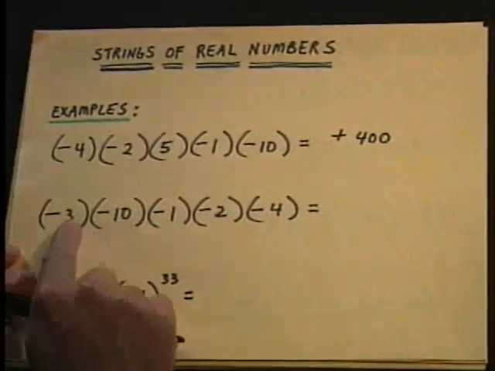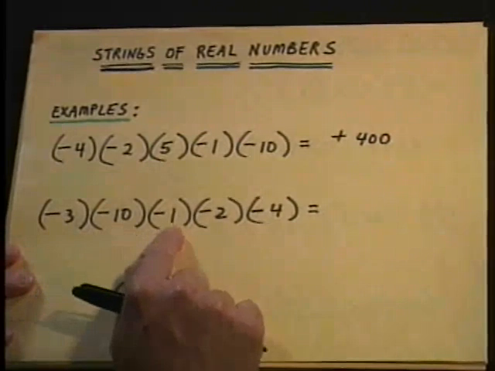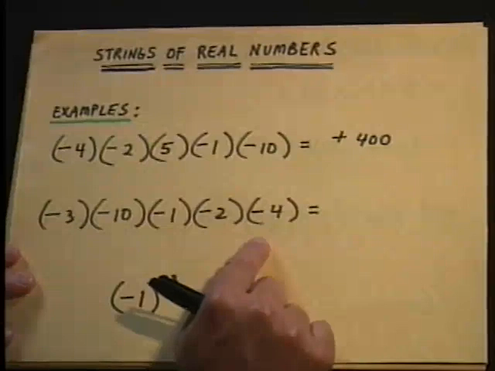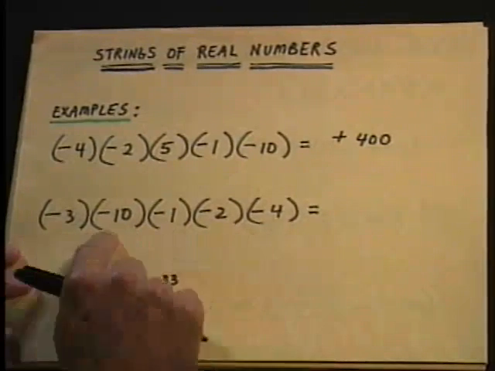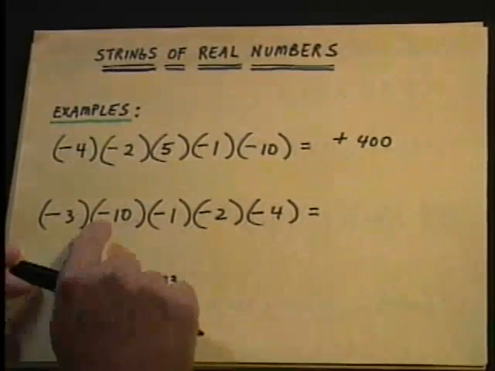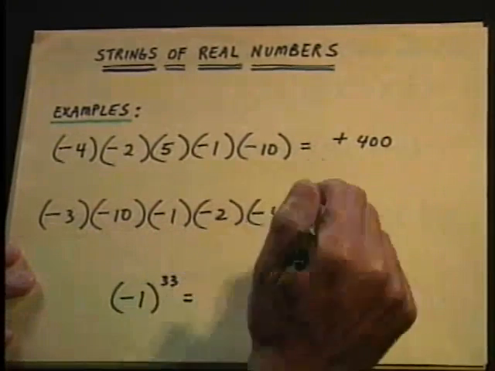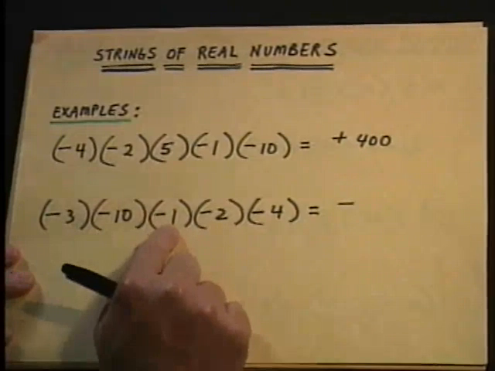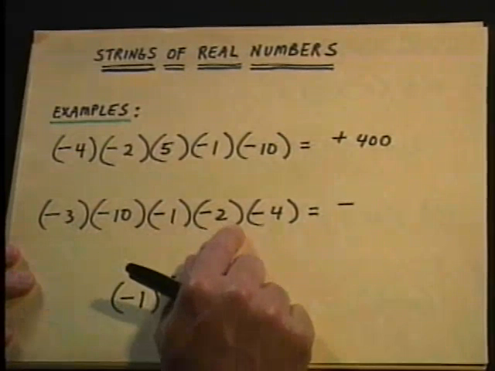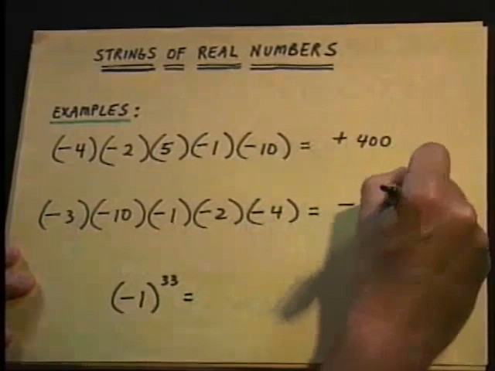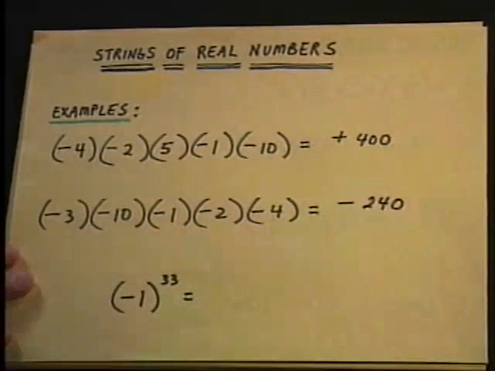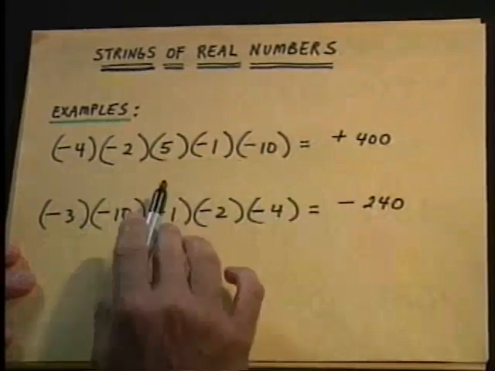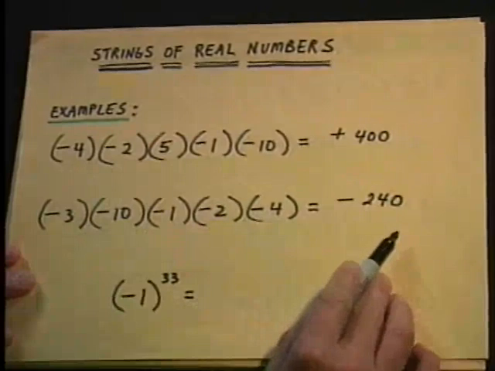Next example, we have -3 times -10 times -1 times -2 times -4. Don't let all this scare you. It's just a matter of what kind of answer it is going to be, positive or negative? Well, there's 1, 2, 3, 4, 5, an odd number of signs here. Negative, what? 3 times 10, 30, times 1, 30, times 2, 60, times 4, negative 240. All right, so if there is an even number of negatives, positive result; odd number of negatives, negative result, if there's a bunch of them.